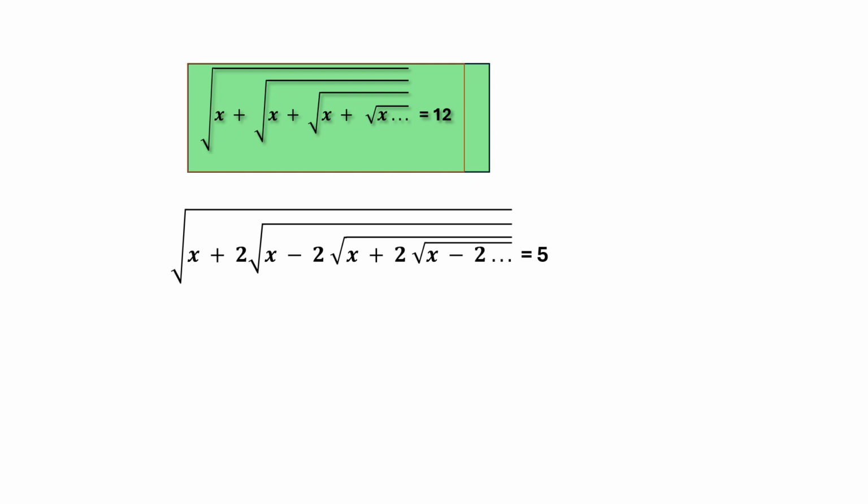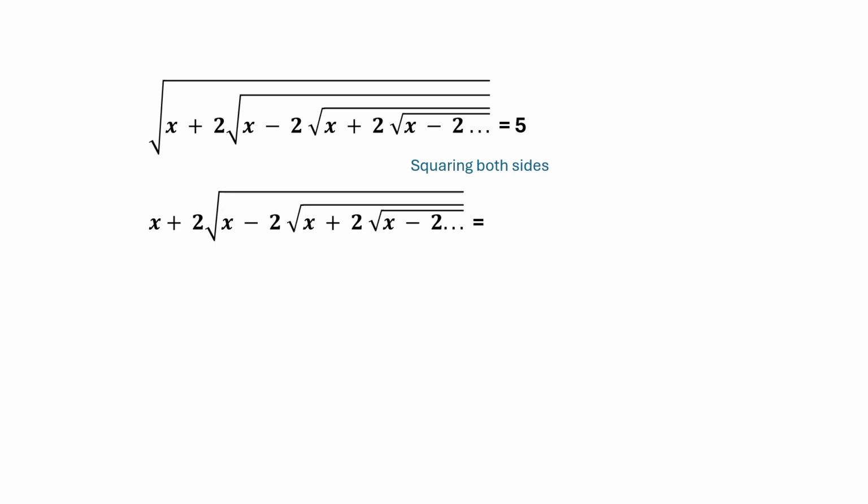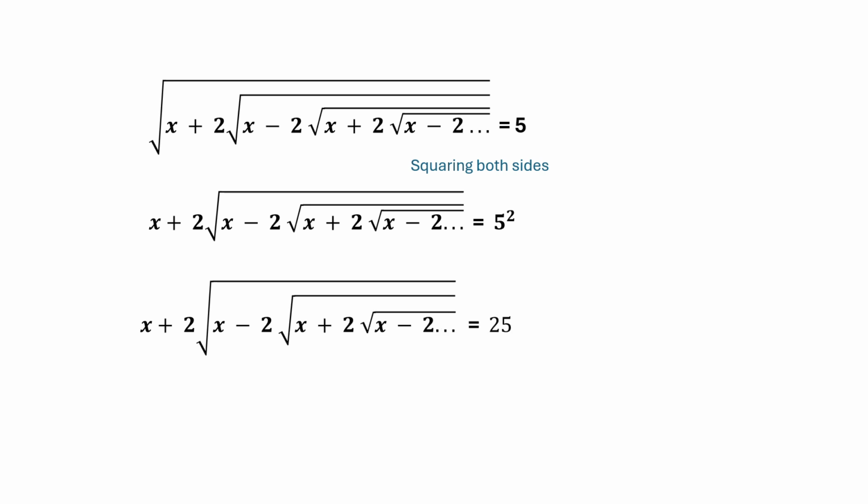Since the pattern alternates, we can't just call the inside 5. We need to isolate things step by step. Let's peel off that first outermost square root by squaring both sides of the equation. This gives us x plus 2 times the square root of x minus 2 times the square root of x plus 2 times the square root of x minus 2 down to infinity equals 25.